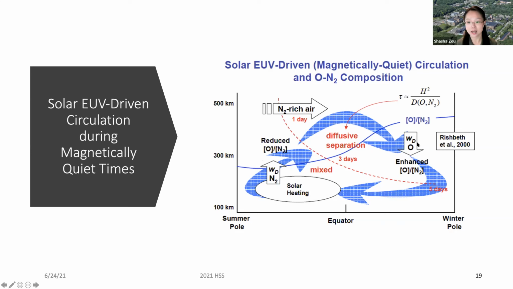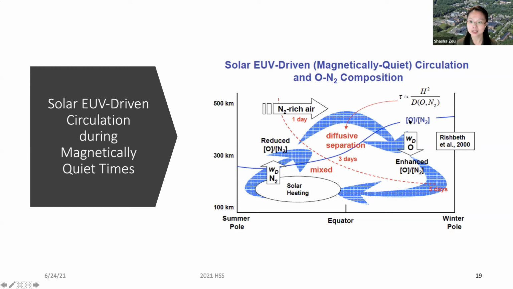But in the winter hemisphere, you have more oxygen descending into this region. So you will have an enhanced O/N2. If you look at the global average O/N2 ratio, you will see that in the summer hemisphere it's lower, shown by this blue curve, and it's higher in the winter hemisphere.